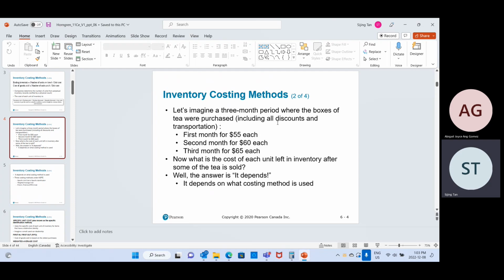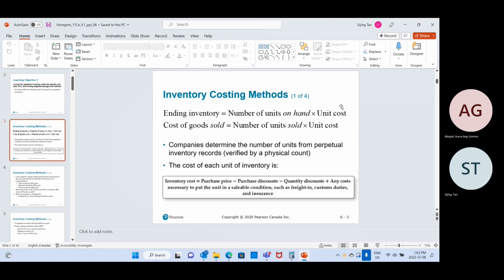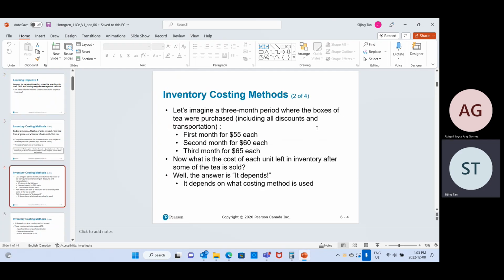Okay, so let's imagine there's a 3-month period where boxes of tea were purchased. Now, how much for the tea? The first month we spent $55 for each box. The second month we purchased at $60 per box. The third month we spent $65 for each box. Now what is the cost of each unit left in inventory after some of the tea is sold?